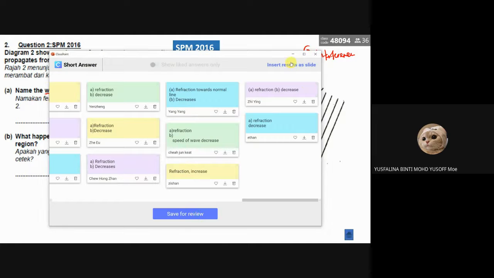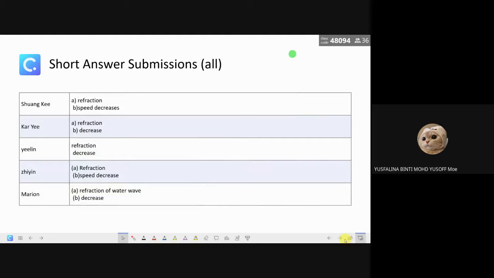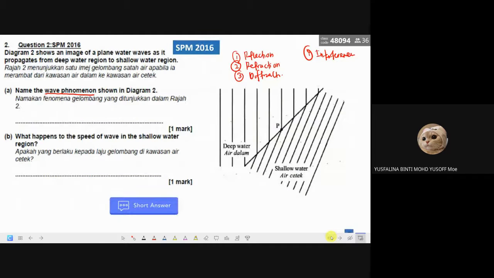All right, so let's check your answer for this one. So name the wave phenomenon. So this one is actually the refraction of wave.